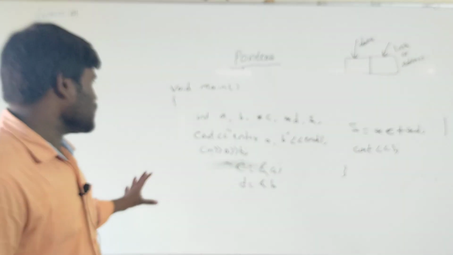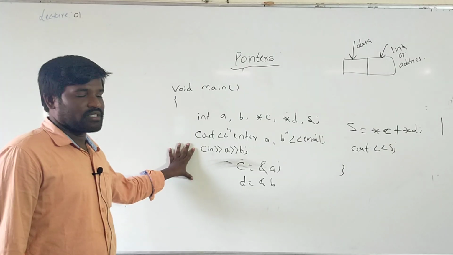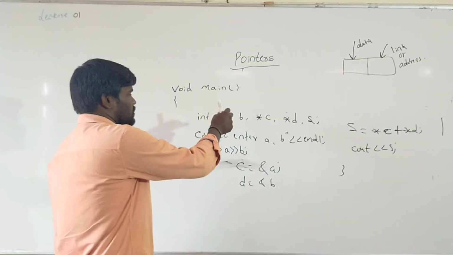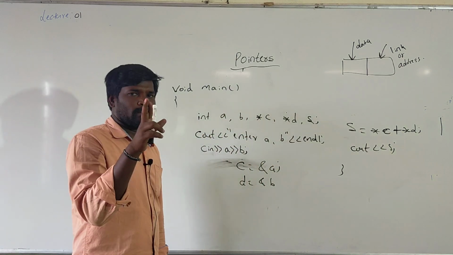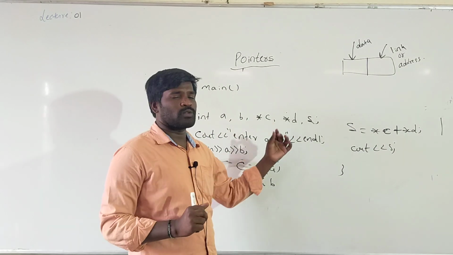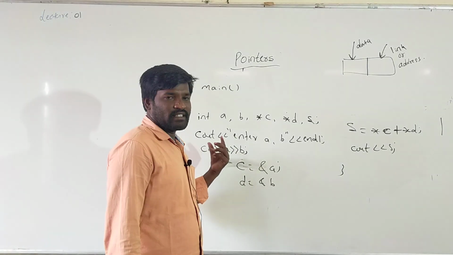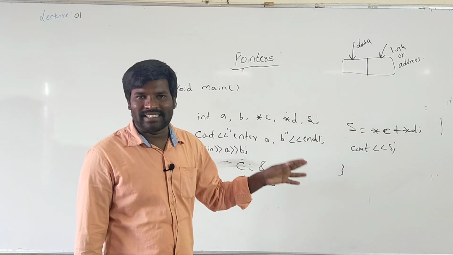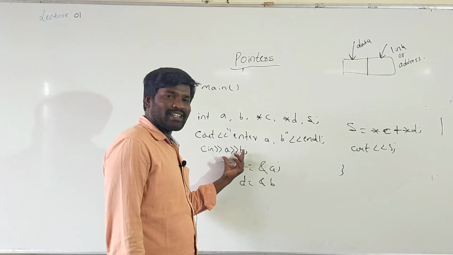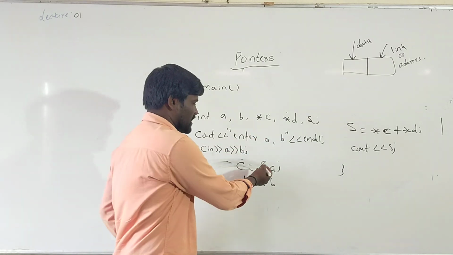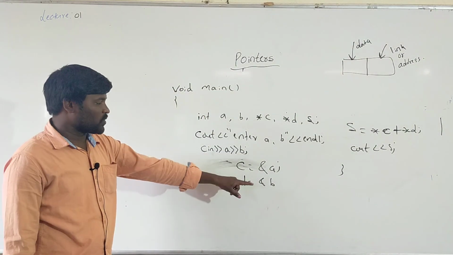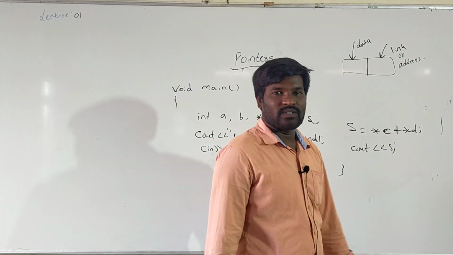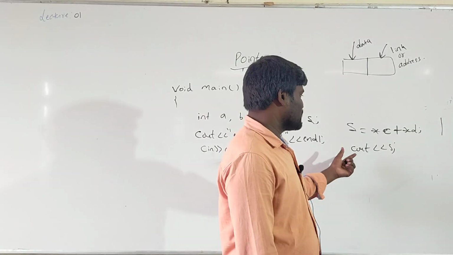Okay, so this is one example of using the pointers. First, we have to remember that the number of inputs is 2, so that's why I declare 2 pointer variables. First I read the values normally. After reading the values, these two addresses are stored in C and D. So address of A is stored in C, and address of B is stored in D. Finally S is equal to star C plus star D, and cout of S.